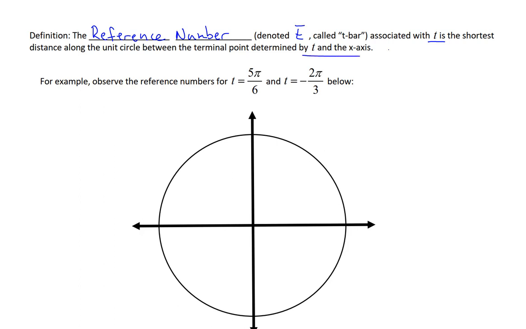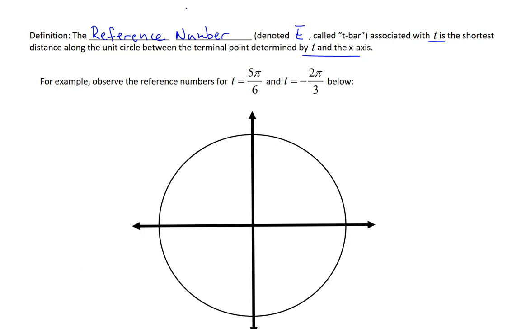Okay, what in the world does that mean? Well, we'll write out and draw out an example of it, but I want to make sure this notation is clear. So you'll see this written sometimes, T bar or T with a line over it. That's referring to the reference number. Some books might call it a reference arc, but it's the same kind of thing, a reference number.